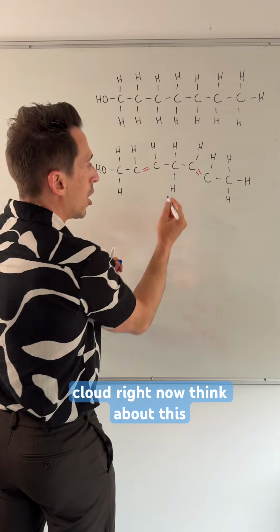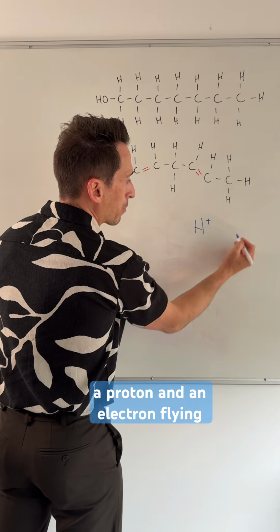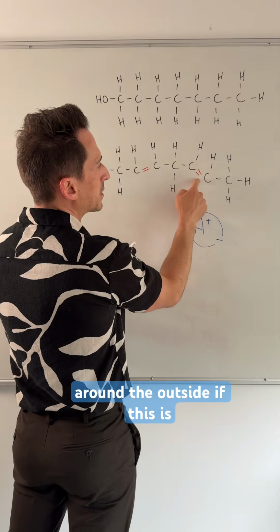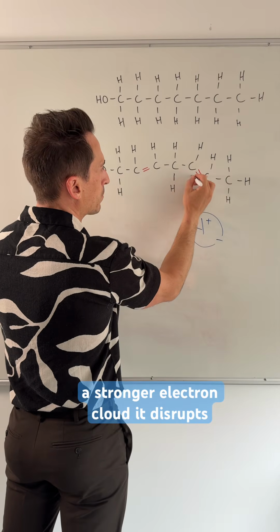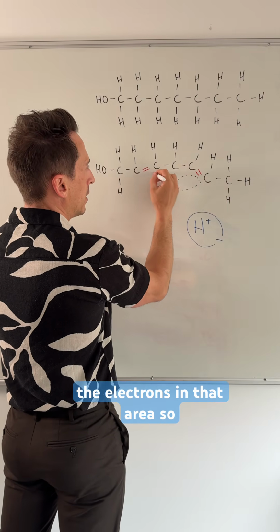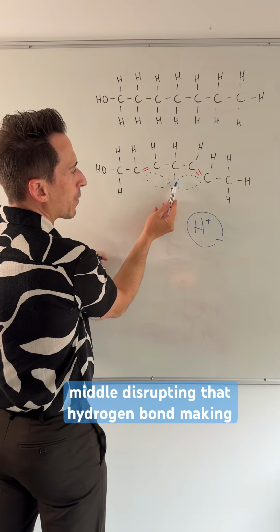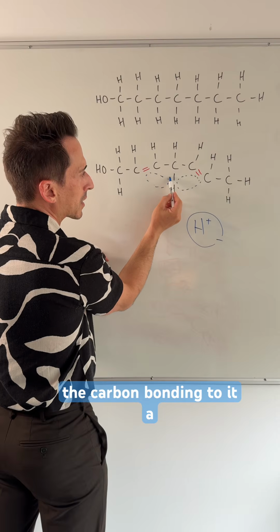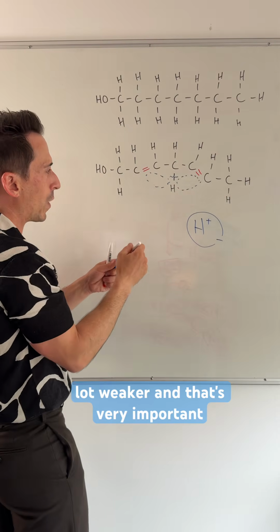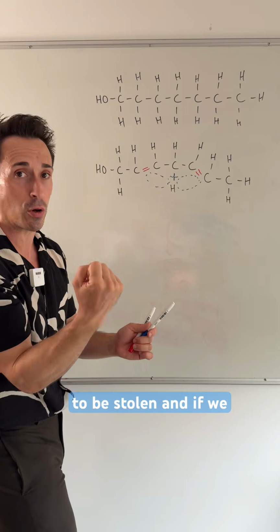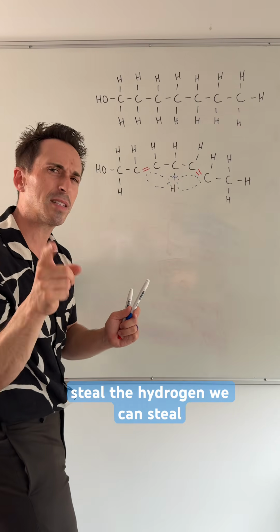Now think about this. Hydrogens are made up of simply a proton and an electron flying around the outside. If this is a stronger electron cloud, it disrupts the electrons in that area. So does this one. And this is called methylene right here in the middle, disrupting that hydrogen bond, making the carbon bonding to it a lot weaker. And that's very important because it makes this hydrogen susceptible to be stolen. And if we steal the hydrogen, we can steal the electron.